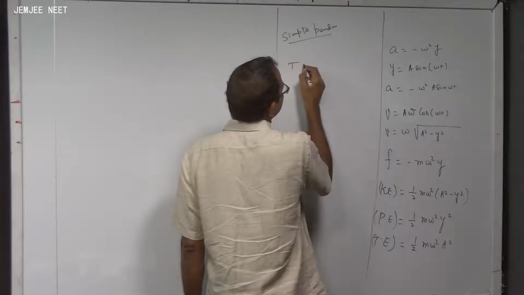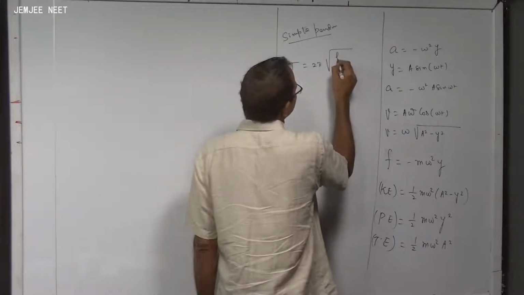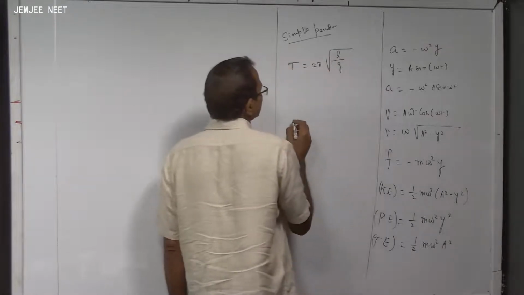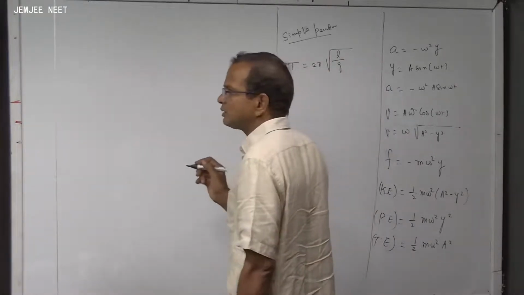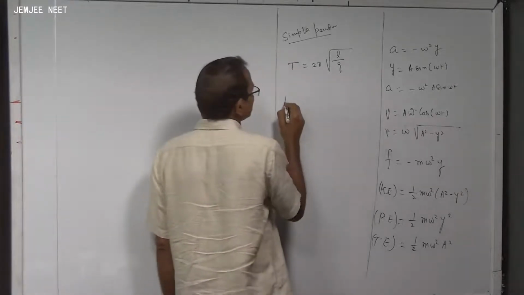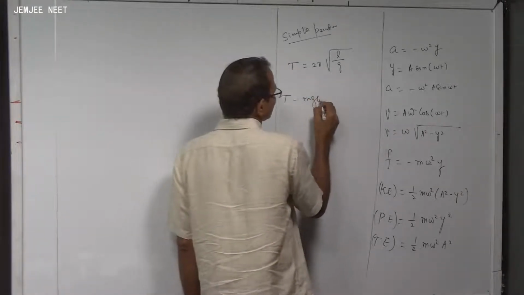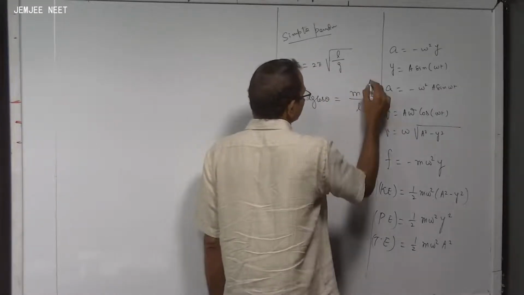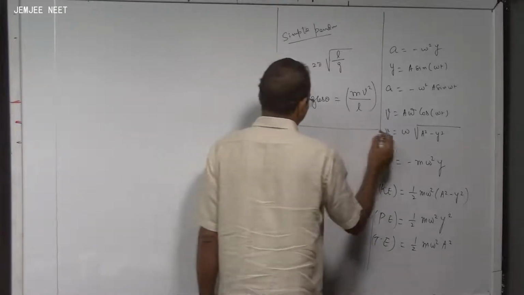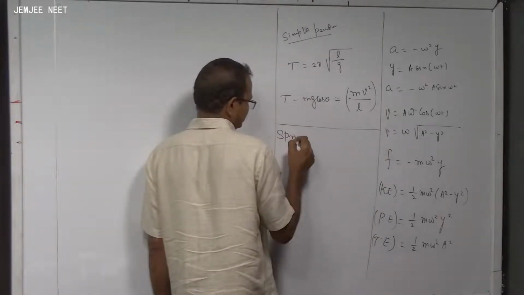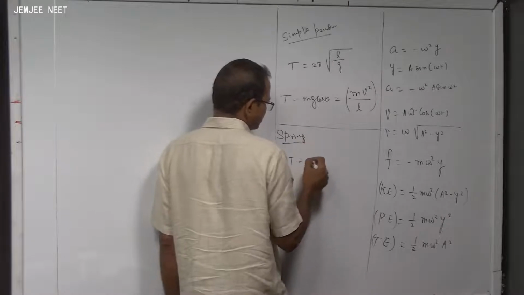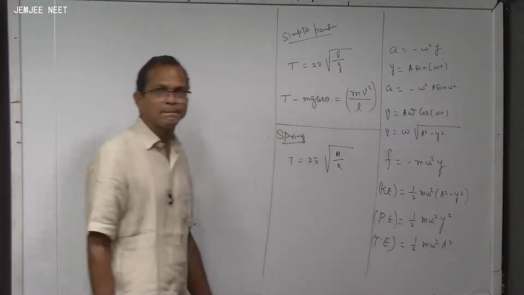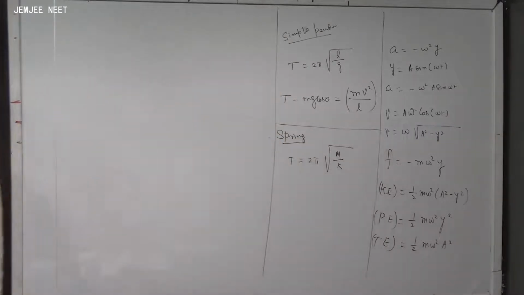T is equal to 2 pi into square root of L by G. Right. Where in a simple pendulum the idea we found that T minus mg cos theta provides the necessary mv squared by L. This is the case of simple pendulum. Then spring. Come on, T is equal to 2 pi into square root of m by k. Have you learned anything other than this?